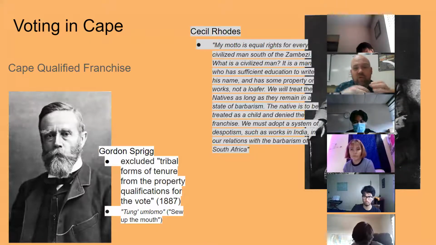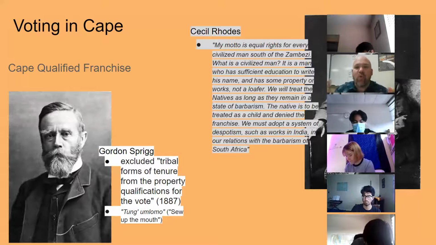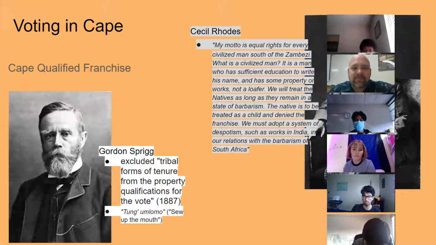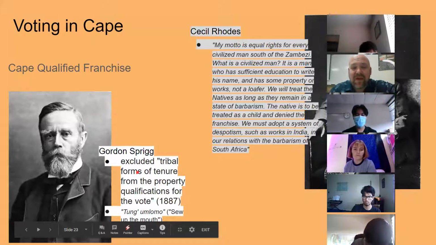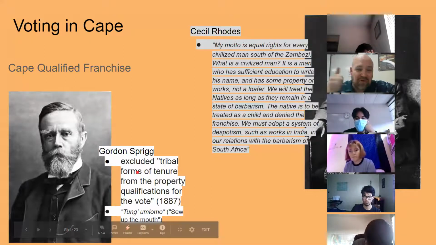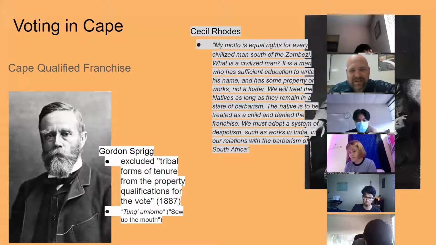tribal land and register tons and tons of men to vote, way more men than were there before, because the property rate is still so low, right? If you have like $20 worth of property, as long as it's not tribal property, you're in, you get to vote. If you own a pair of shoes, you get to vote. If you own anything, you get to vote, basically. It actually results in the number of Black voters increasing, which was not what Sprigg intended. Sprigg was trying to shut it down.